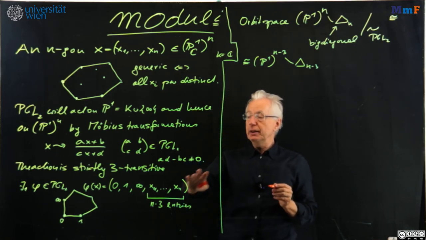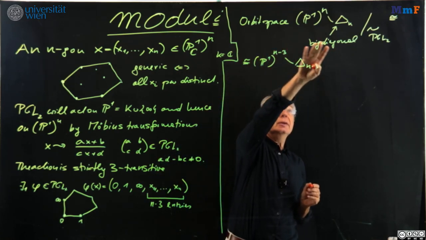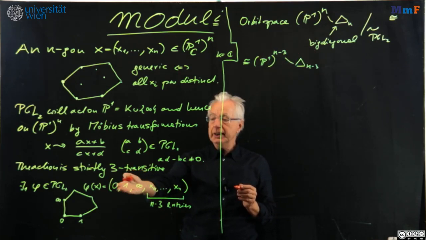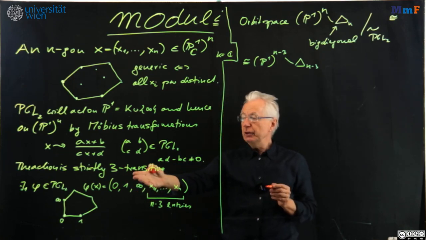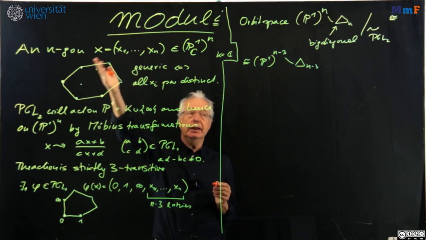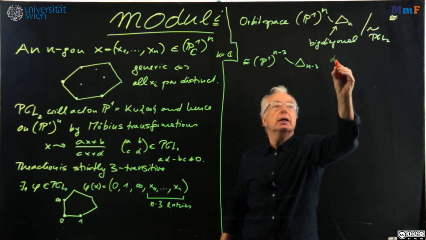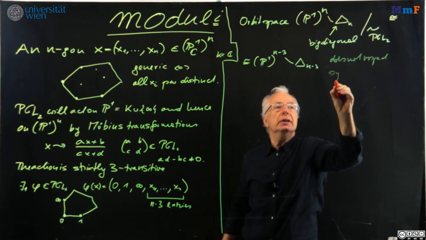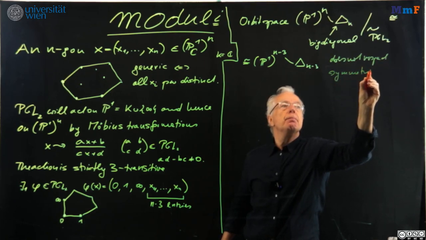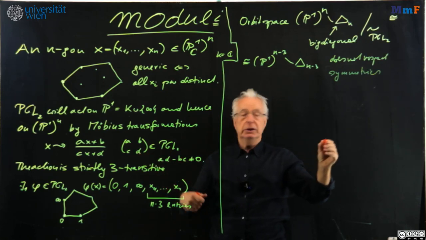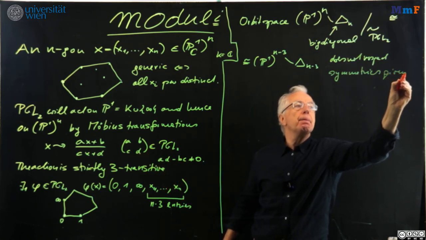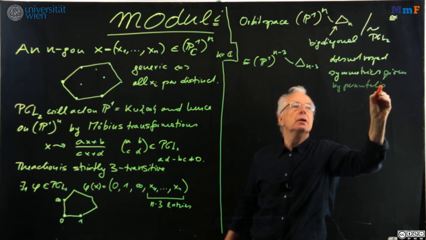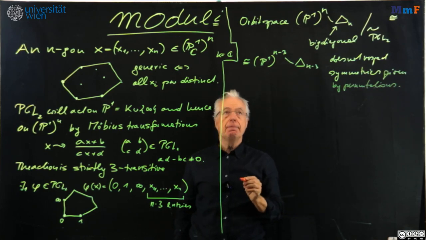You already observe here that in this description of the orbit space, you have distinguished three entries, the first three. So you destroyed the symmetry which acts here. So it does not respect symmetries given by permutations. I will come back to this a little bit later.